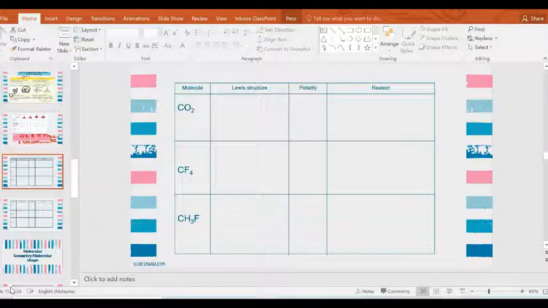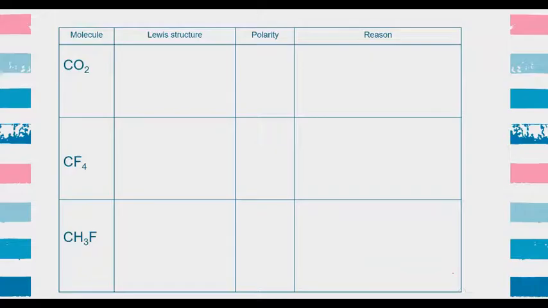Okay, so let's see some example. For this one, we will draw the Lewis structure of CO2, then we will determine the polarity and give the reason. So untuk CO2, kalau kita tengok Lewis structure untuk CO2, kita tahu carbon ada 4 valence elektron, oksigen ada 6 kali 2 sama dengan 12. So, 12 tambah 4, 16. Okay, so ada 16 elektron.